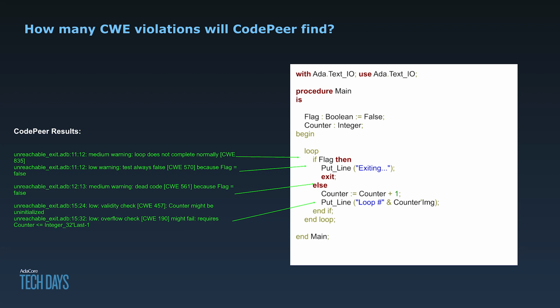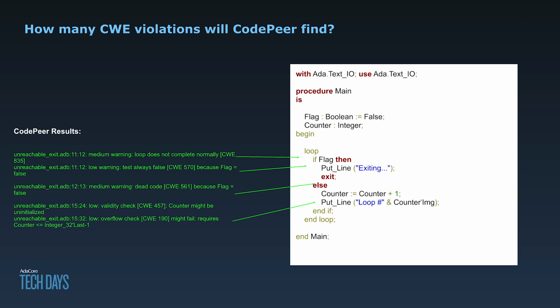CodePeer is saying this test is always false. Makes sense, because we never change flag. We have some dead code here, because that put line will never execute. Again, same problem. We have a validity check here.